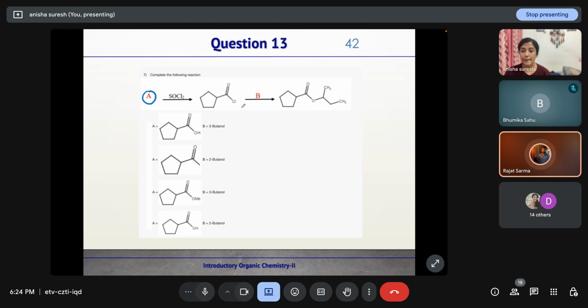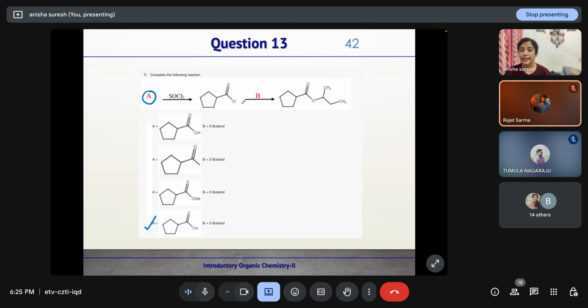So is it option D? Option D is the right answer. Yes, ma'am. Acid upon reaction with thionyl chloride will result in the formation of acyl chloride. Then that acyl chloride can react with this alcohol. So the alcohol will be this one. What is the structure of this alcohol?